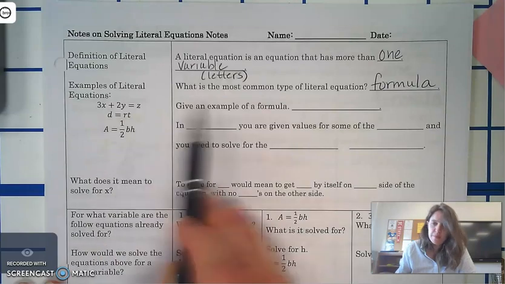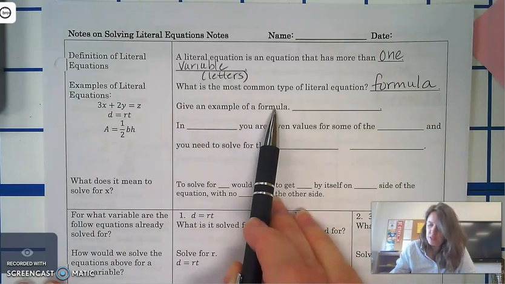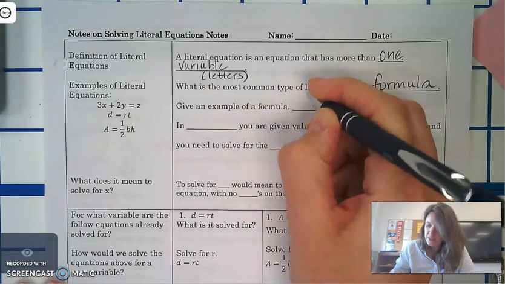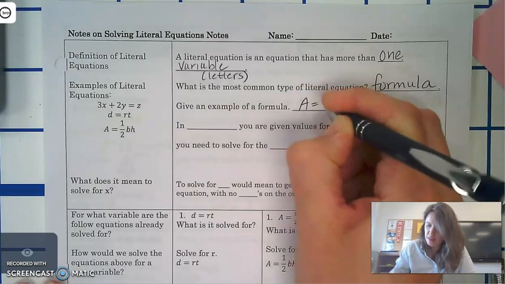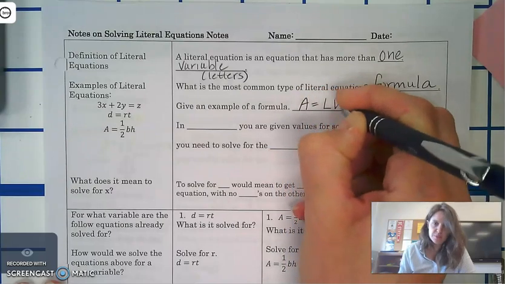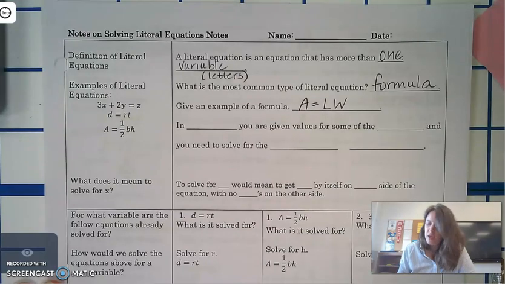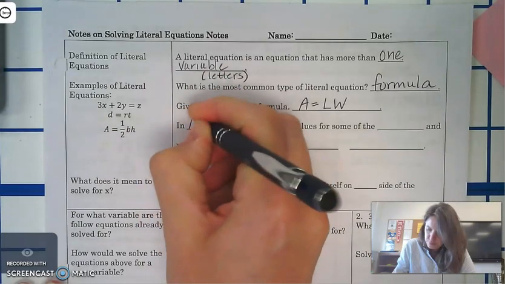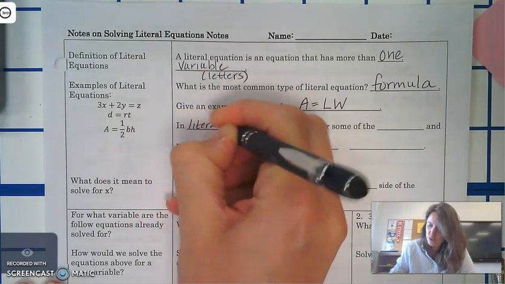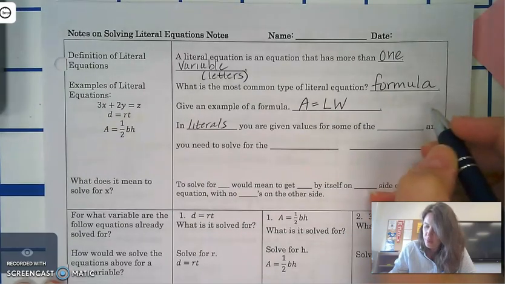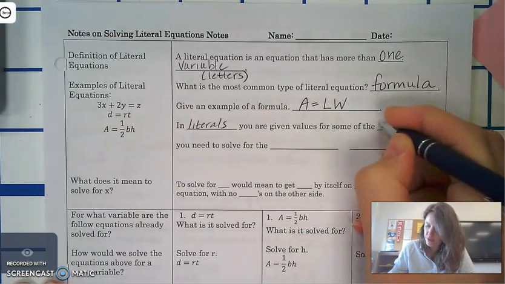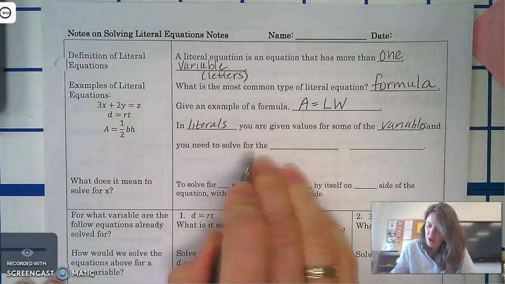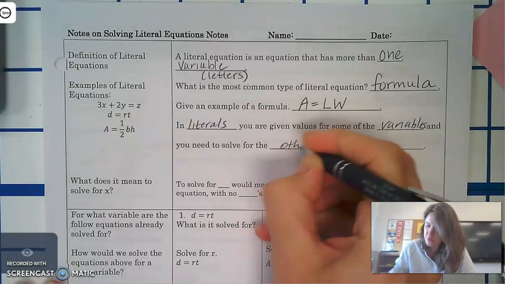So if we were to give an example of a formula that we knew, this is something we did in class. A lot of you guys know the area of a square, right? So if I did area of a square is equal to the length times the width, right? L times W. So in solving literals, you are given values for some of the letters or the variables, but you need to solve for the other ones, the other variables.